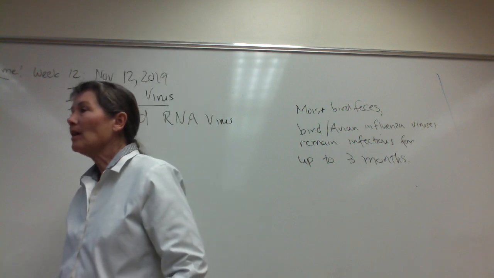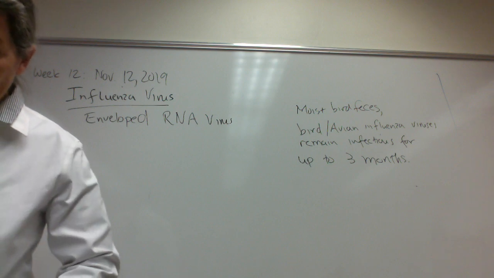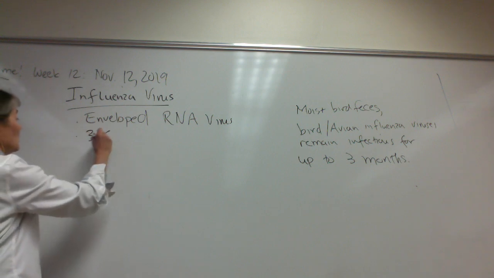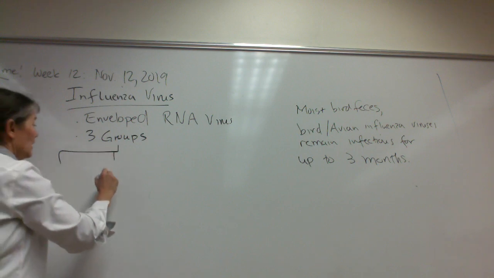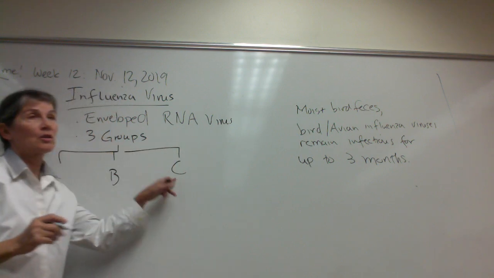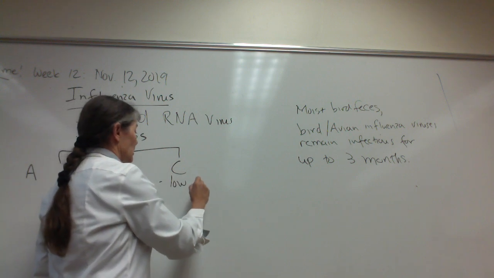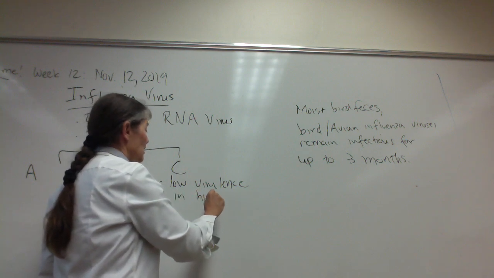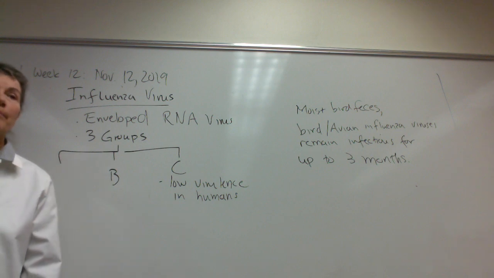Okay, so then, furthermore, folks, it turns out that there are three groups of influenza viruses: group A, B, and C. So we'll start with C, you guys. These have really low virulence for humans. They're human adapted. And we're so not worried about them that they aren't even included in our annual influenza vaccine. You might think you have a cold when you get them, right?